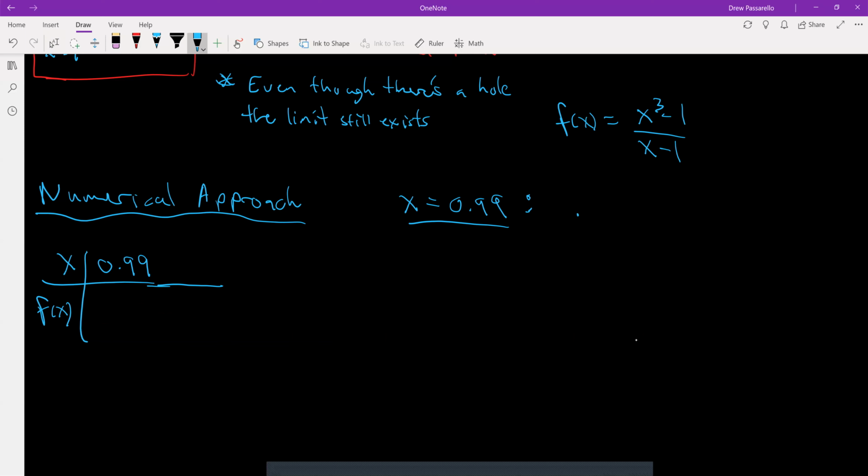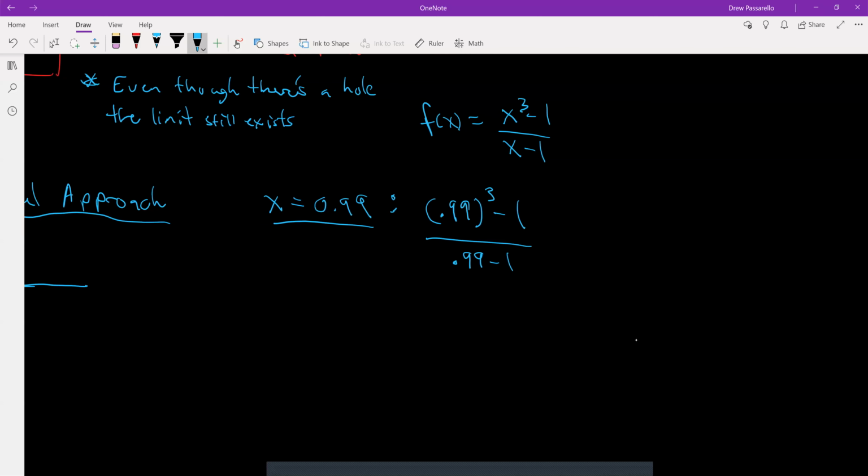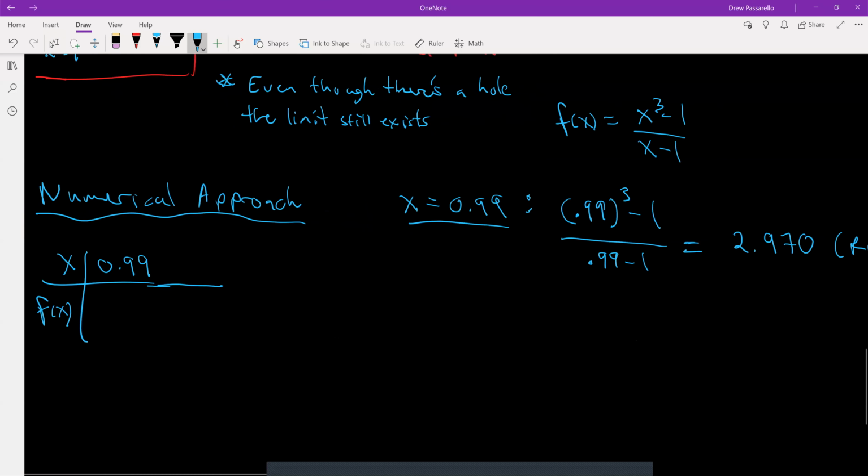So that's going to be 0.99 cubed minus 0.99 minus 1. And if you were to put all that in the calculator and round, this comes out to be 2.970 rounded. So I'm just going to round to 3 decimal places. All right, so I plugged in 0.99, and the output is 2.970.